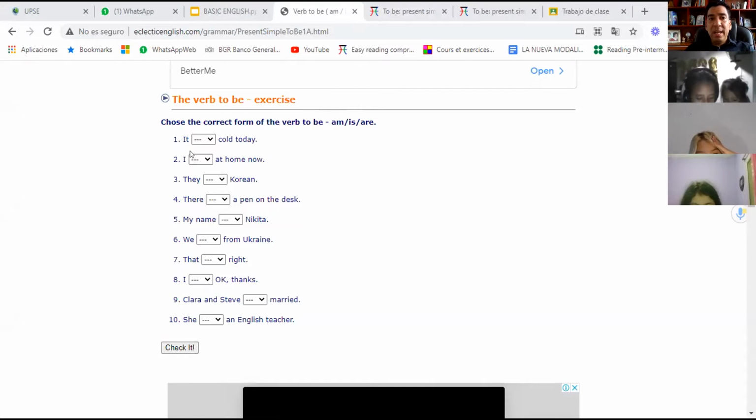The first one says, it space cold today. And we have some options, right? We have it is, or it are. According to what you studied, what is the correct conjugation of the verb be for it? Exactly, I see here on the chat. Okay, obviously it is, all right?